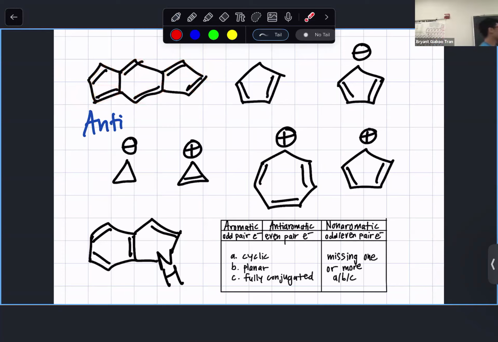Don't get confused because a lot of people think even is a nice number, and they think it's aromatic, but it's the opposite. Odd is aromatic, even is anti.